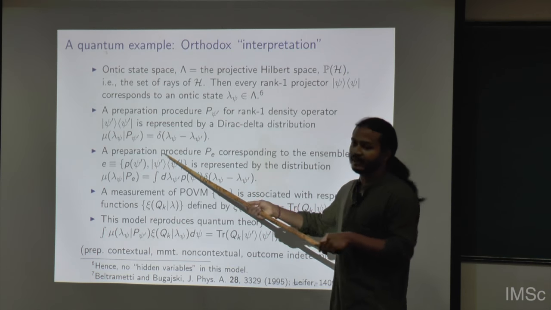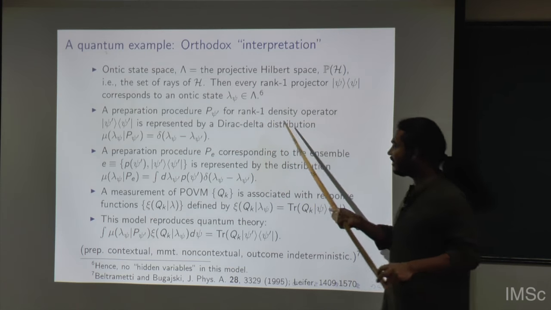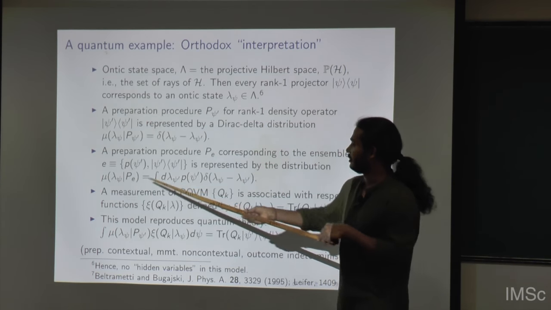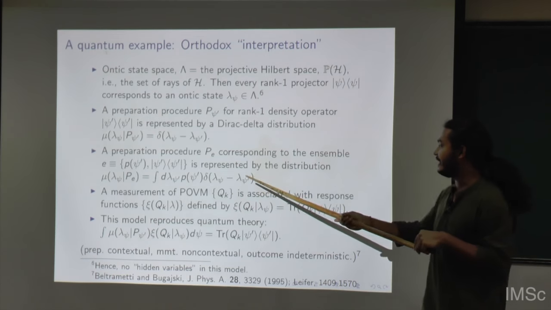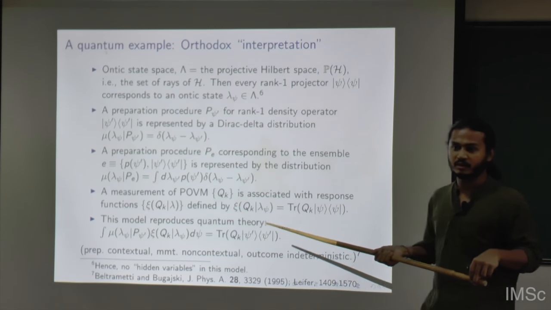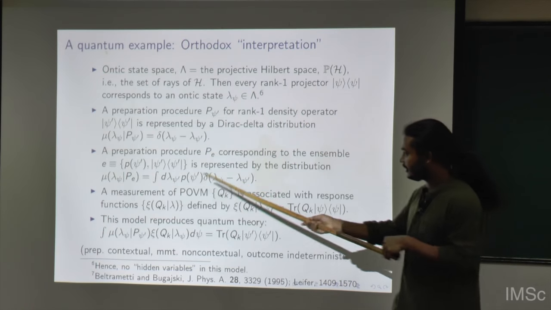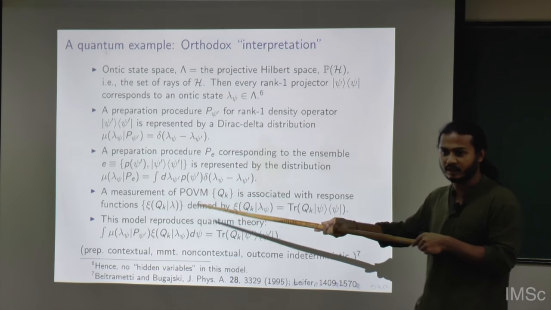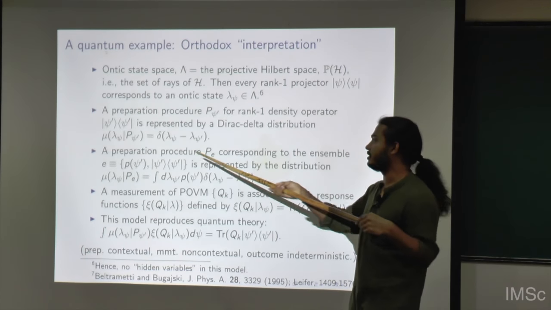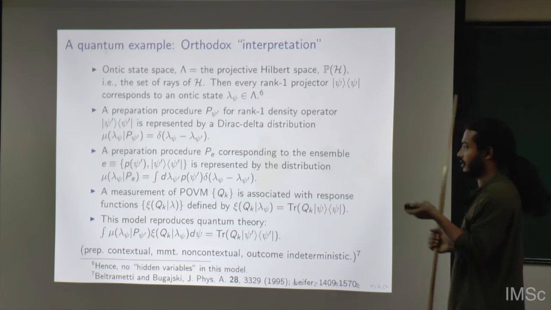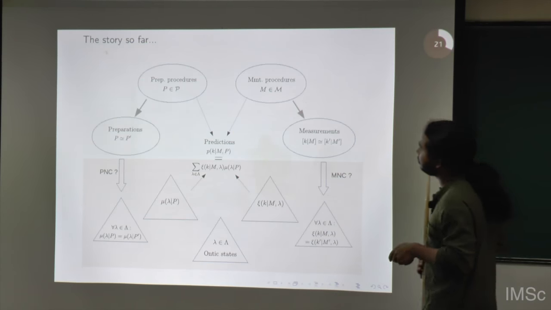And the claim is that the density operator is the same. But in the representation, when we write down this distribution, since this is a mixture of these Dirac deltas, we know that these distributions will be different for the two ensembles. So even though the distributions we associated with ensembles are different, when you average this with respect to these response functions, you don't see those distinctions in the operational theory. You just get the Born rule, the trace rule in quantum theory.